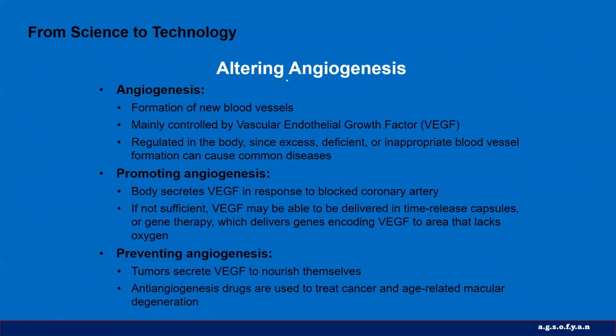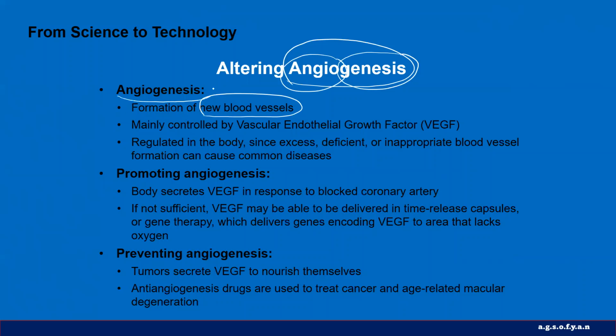Okay, angiogenesis. This is the formation of blood vessels. Okay, genesis means formation. Angio is related to blood vessel. So this is the formation of new blood vessels. Sometimes a blood vessel is broken down, or there is damage in the blood vessels. Our body has the ability to regenerate the blood vessel, and this process is called angiogenesis.